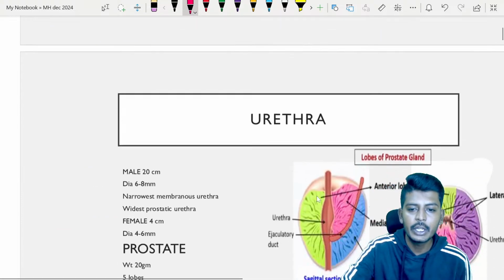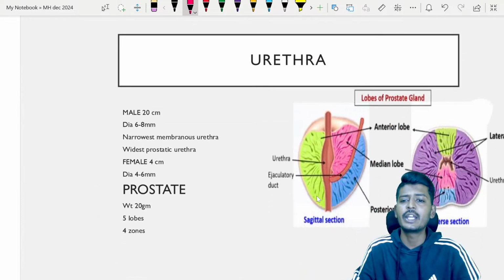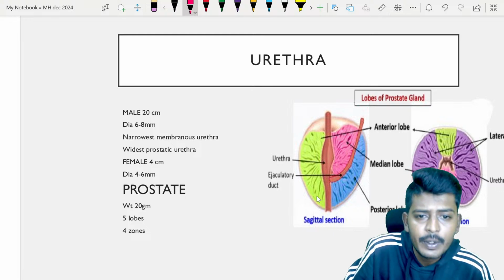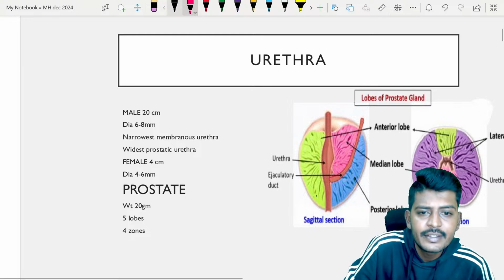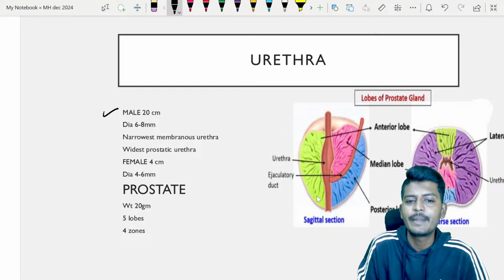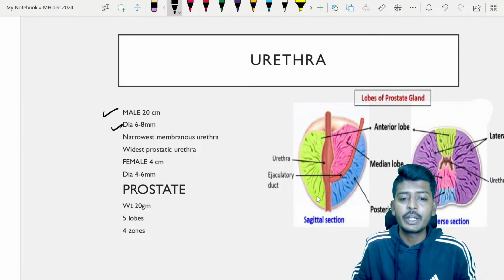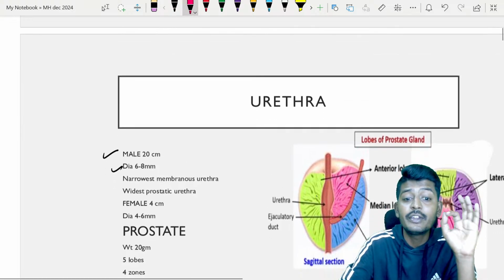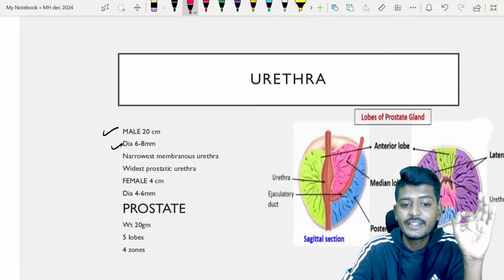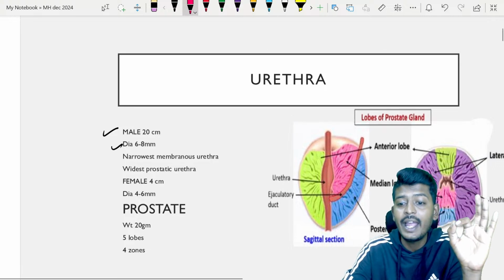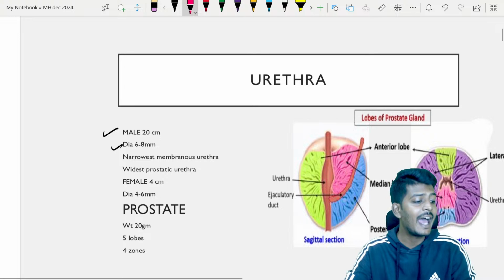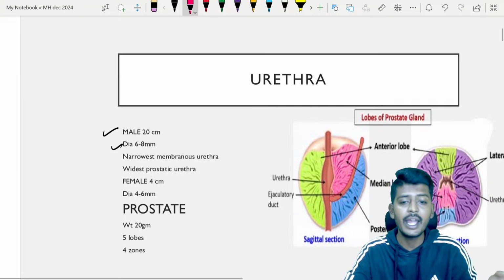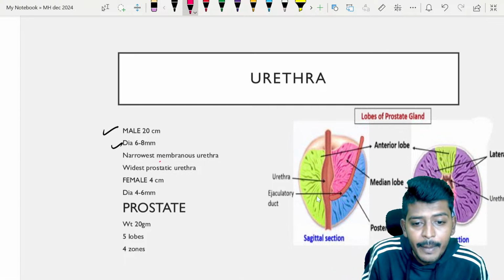All right. Let's continue. Let's start off with the urethra itself. The first and most important thing, the male urethra is about how many centimeters in length? 20 centimeters. The diameter is about 6 to 8 millimeters. The most important question they'll ask you is the narrowest part of the urethra. The narrowest part of the urethra is the membranous urethra.